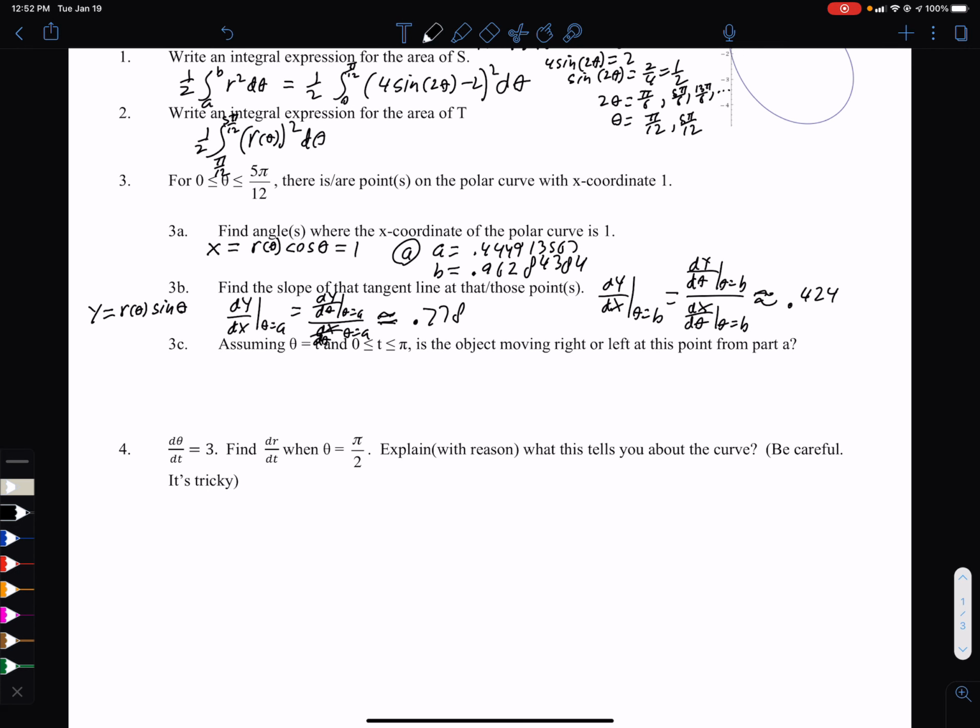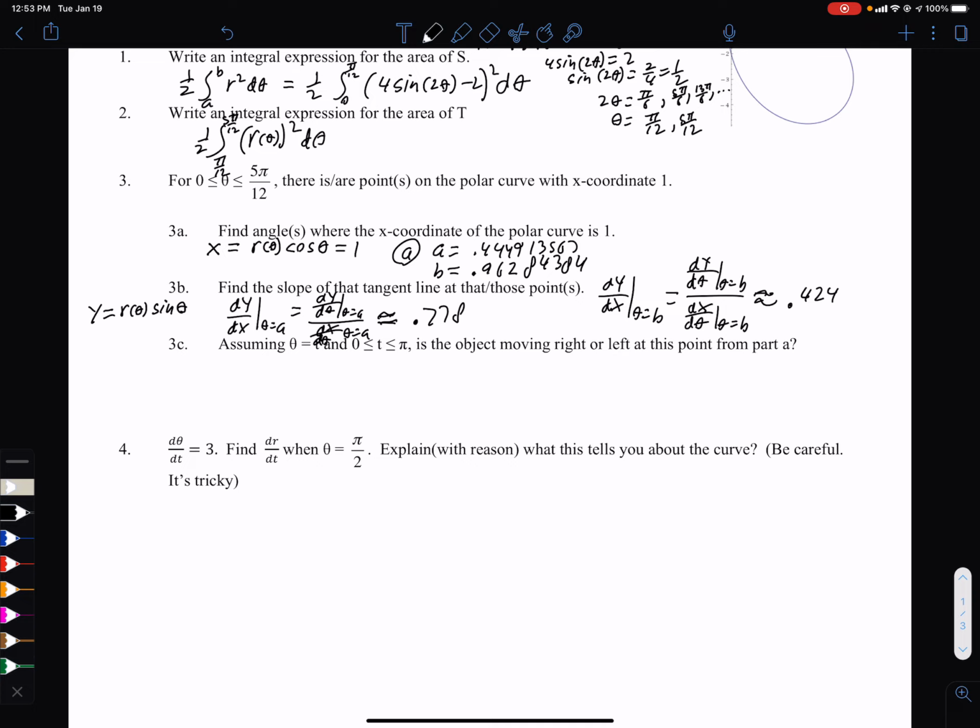Next question. Is it moving right or left? This question should have said at these points, depending on how many points there were in part A. But there were 2 points, not 1, so it should have been at these points. In part A, I didn't tell you how many points there were. Find the angle or angles, there ended up being 2. So I should have said point or points. And you want to know if it's moving left or right. What tells you moving left or right? The velocity in the x or y direction.